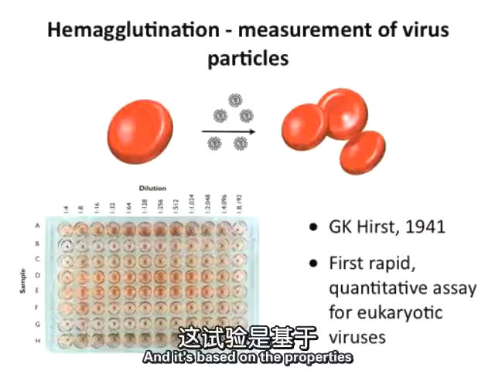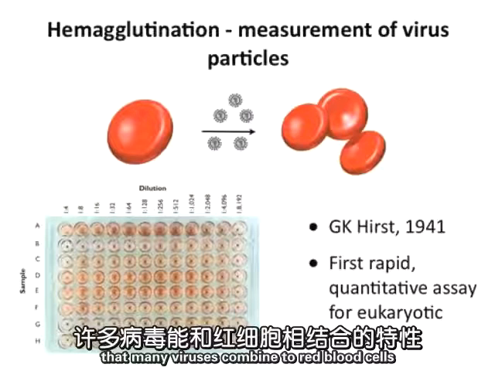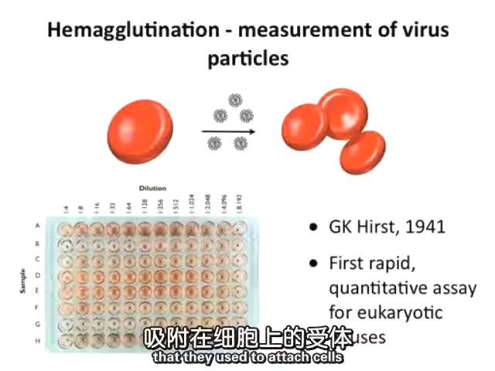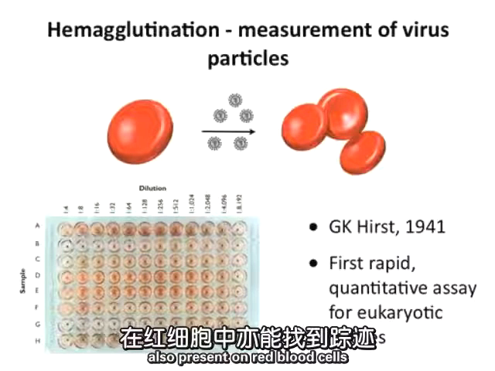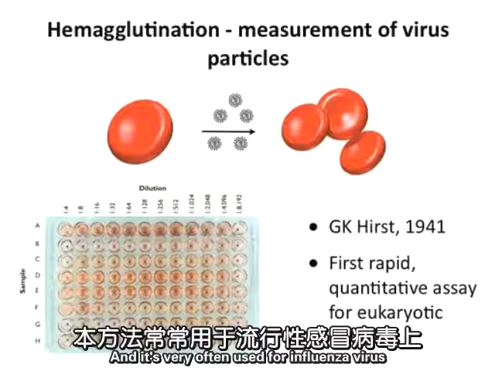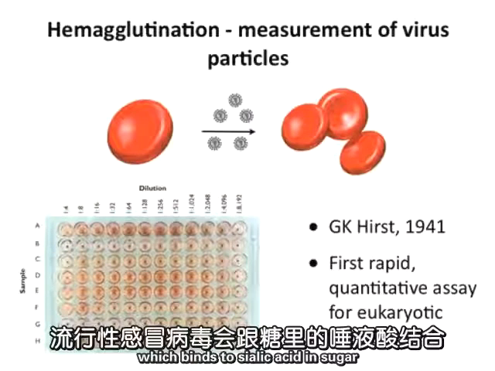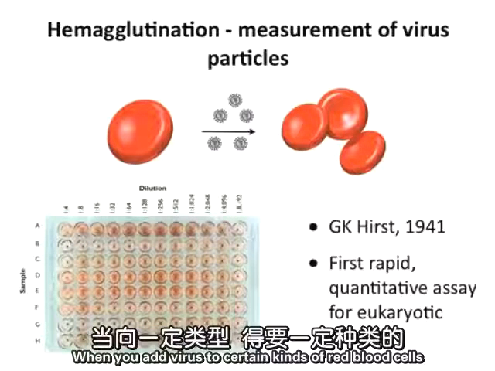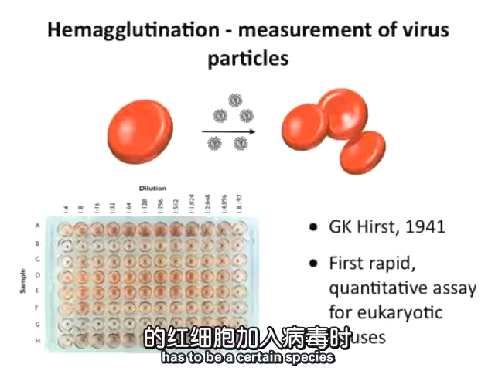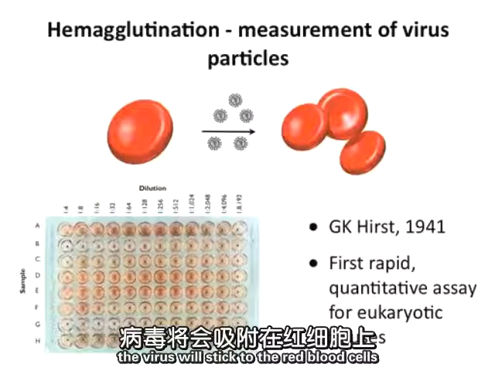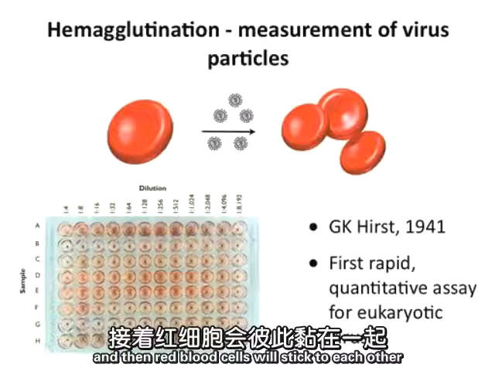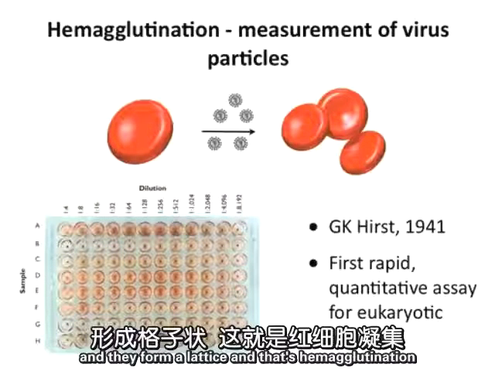And it's based on the property that many viruses can bind to red blood cells. So in fact, the receptor that they use to attach to cells is also present on red blood cells. And it's very often used for influenza virus, which binds to sialic acid, a sugar. When you add virus to certain kinds of red blood cells, it has to be a certain species, the virus will stick to the red blood cells, and then the red blood cells will stick to each other, and they form a lattice, and that's hemagglutination.